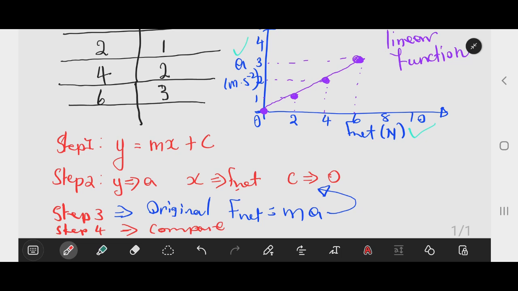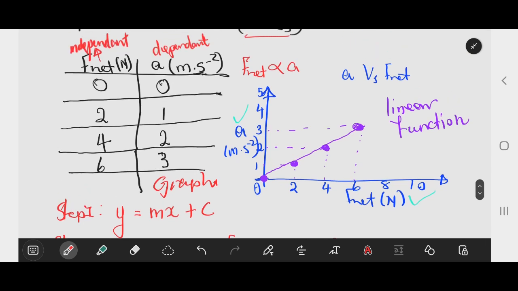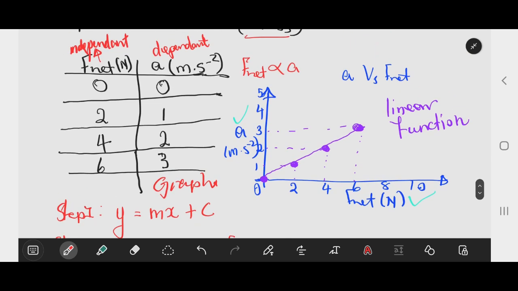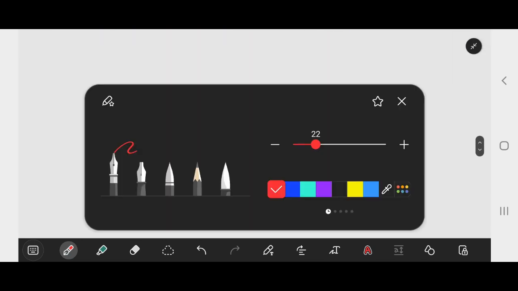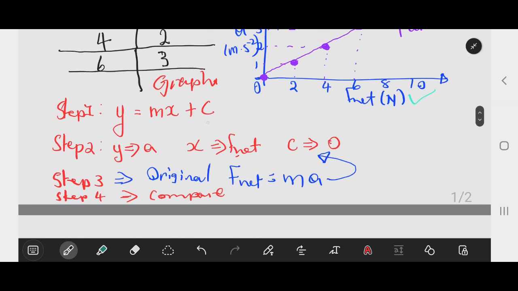Okay, so let us do the graphical analysis for this one. We can see step number 1, you identify the type of graph, right? We can see that this is a linear function and it is a straight line. Therefore, step number 1, we have y is equal to mx plus c, right? So that is step number 1.